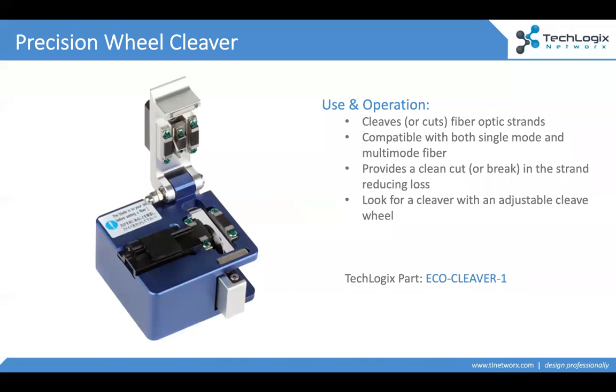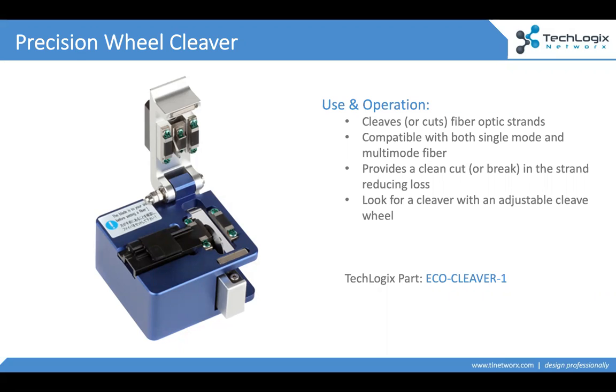Now we also have to work with a cleaver. A cleaver is what we use to cut the inner glass strand, okay? So the Kevlar shears cut the whole cable. The precision wheel cleaver cuts the glass strand inside there. If anybody's ever seen a window get cut, you've seen glass get cut. Well, how do you do it? You don't take a blade to it. You score it and you snap it, okay? Fiber optic cable is the same thing.